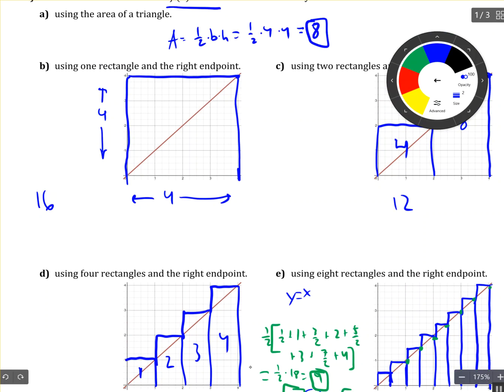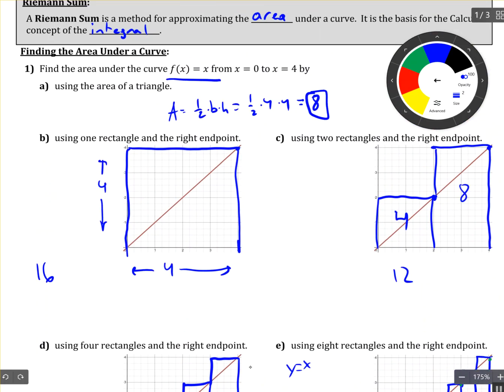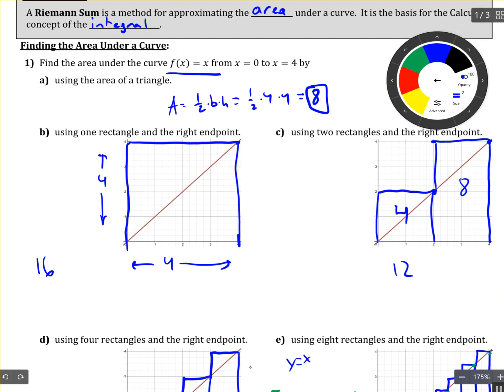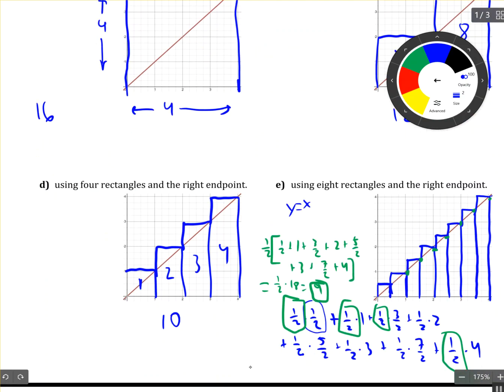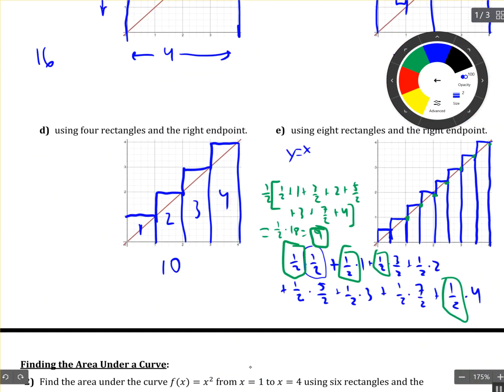As we look at this process, remember we know the answer was 8. We got 16, 12, 10, 9. Notice if I'm looking at all of these, they're approaching 8, right? So you could surmise that if I took the limit as the number of rectangles goes to infinity, this would approach the actual area under the curve. And that's what we end up doing, and that's called the integral.